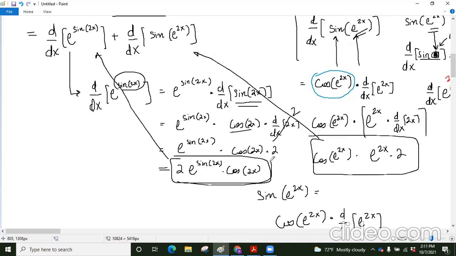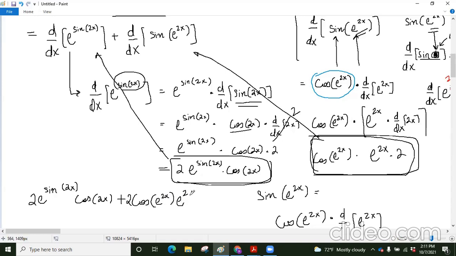So if we pair this up, and if we pair this up, we're going to get 2e to the sine of 2x times cosine of 2x, added to the derivative of this guy, which is the cosine of e to the 2x. Well, let's add that 2 there, right? 2 times the cosine e to the 2x times e to the 2x. That's your answer.